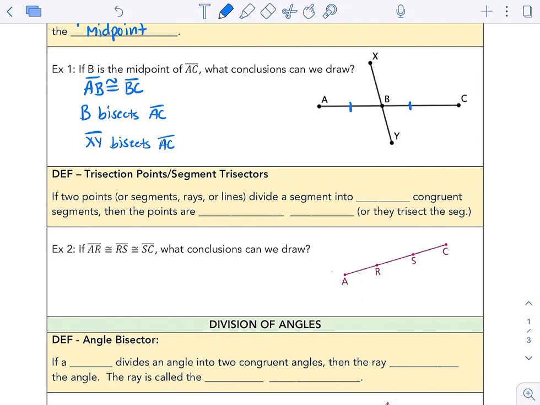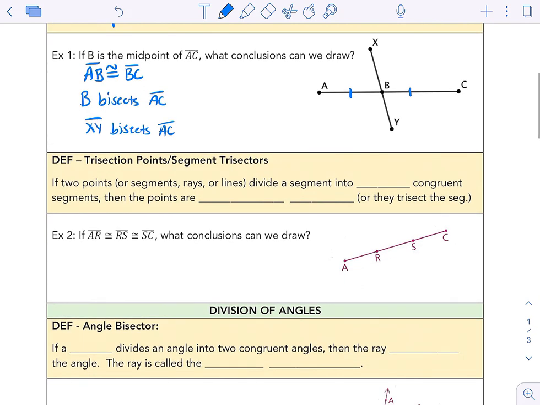Let's also look at what happens with another scenario, which is trisecting a segment, that prefix tri meaning 3. So here's our definition. If two points or segments, rays or lines, divide a segment into 3 congruent segments, then the points are called trisection points. So trisection points are 2 points that divide the segment into 3 congruent segments, or if we're working with segments, rays, or lines, we could say that they trisect the segment.